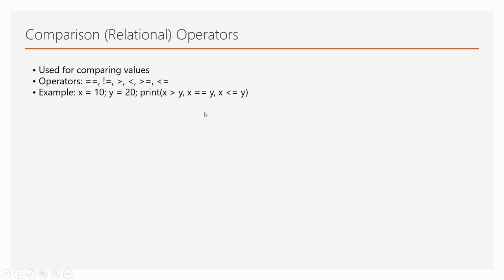Same way, x double equal to y, whether they are equal. If they are not equal, what will it do? It will return false. Next, x less than y. So yes, x is less than y, 10 is less than 20, so it will return true. Okay, this is how these comparison operators work.